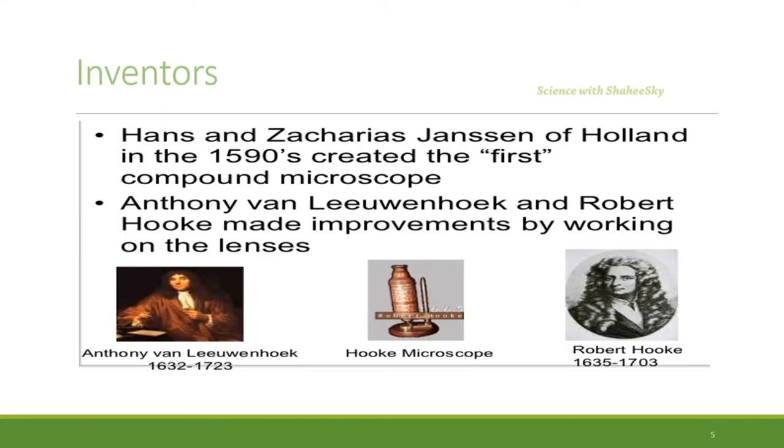The microscope was invented in the 1590s. The first compound microscope was invented by Hans and Zacharias Janssen of Holland. Anton van Leeuwenhoek and Robert Hooke made improvements by working on the lenses.